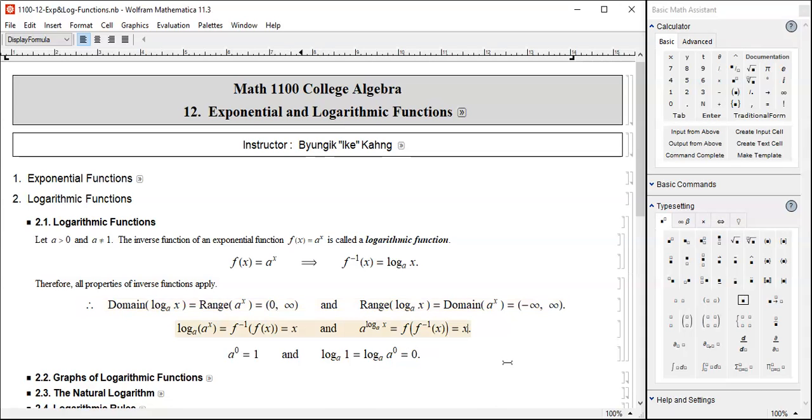Now let's go to the second line here, the cancellation rule. Inverse of each other, so f inverse and f cancel each other out, either way, one after another. So log a of a to the x power, after cancellation, we just have x. A to the log a of x, again, after cancellation, we just get x.